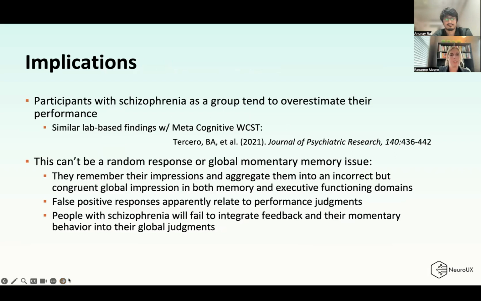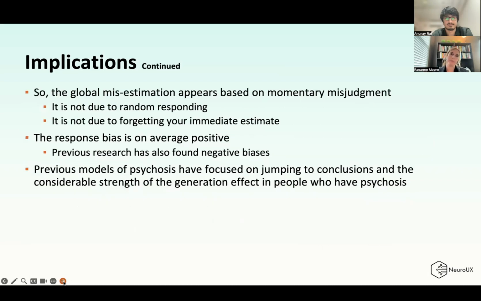We're also seeing that people with schizophrenia are failing to integrate their feedback. So remember on that metacognitive Wisconsin, they were given feedback on their performance in real time, but they weren't integrating that feedback into their momentary behavior or their global judgments, and still were reporting that they were doing better than they actually were.